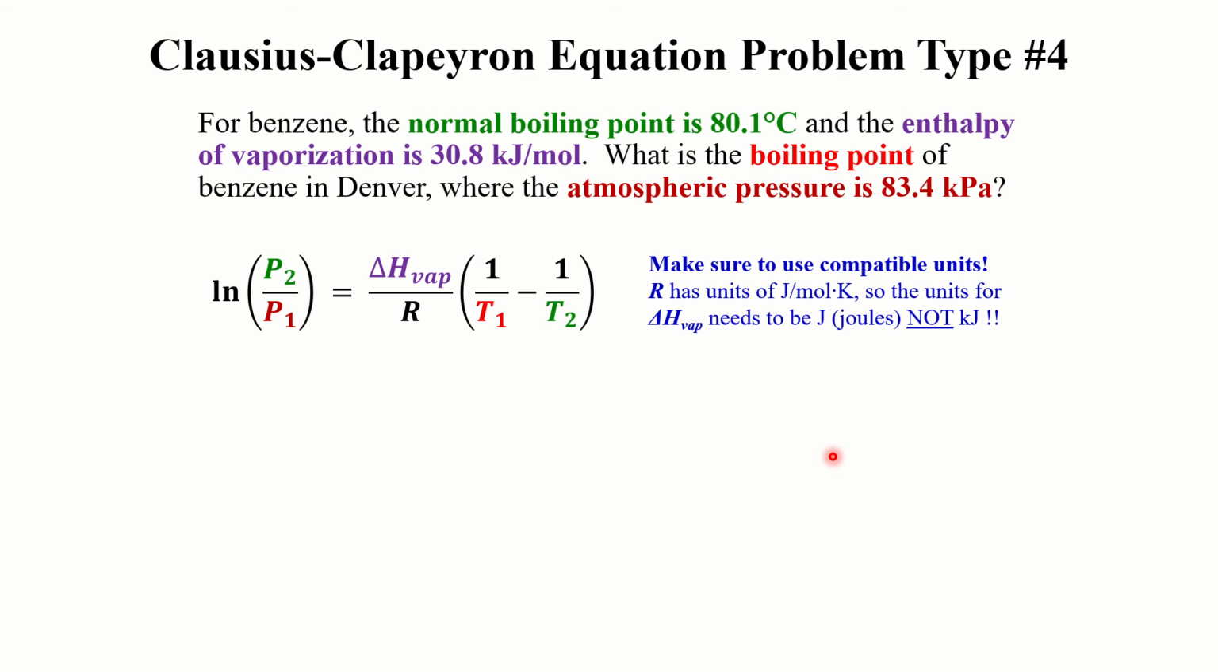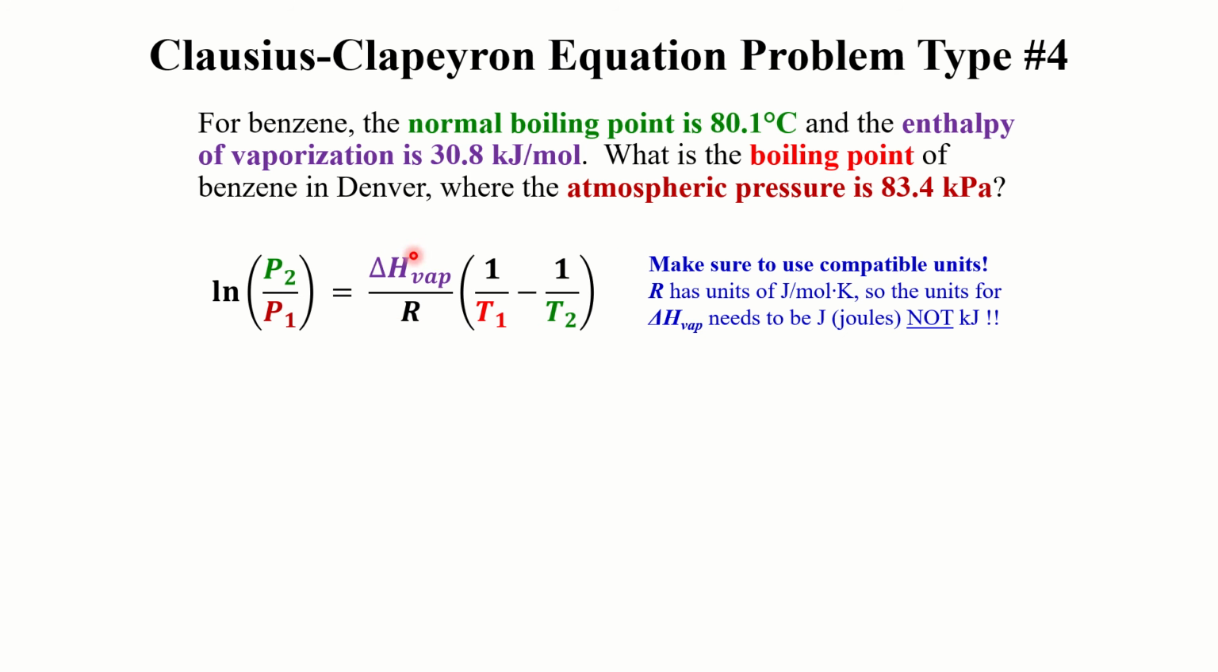All right, and one more problem type you may see. This one states, for benzene, the normal boiling point is 80.1 degrees Celsius, and the enthalpy of vaporization is 30.8 kilojoules per mole. What is the boiling point of benzene in Denver, where the atmospheric pressure is 83.4 kilopascals? All right, so now we have the boiling point as our unknown.